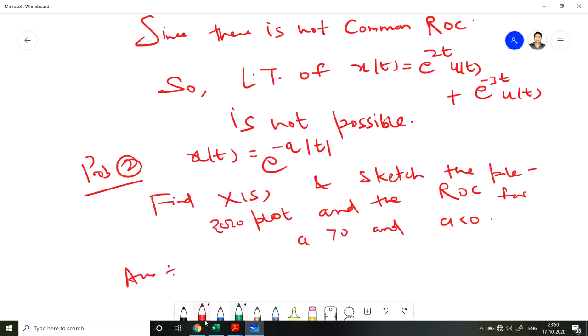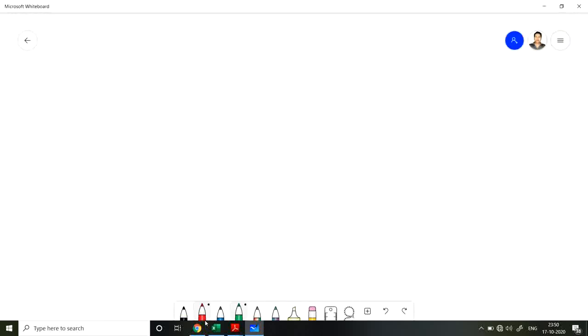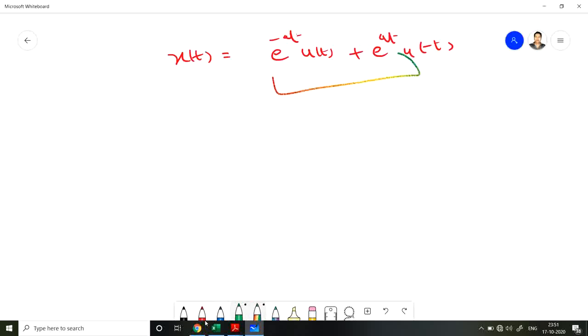So the solution is that basically x(t) can be written as e raised to the power minus at into u(t) plus e raised to the power at into u(minus t). So how to get this relation? We have x(t) equals e raised to the power minus a modulus t. This is our x(t).